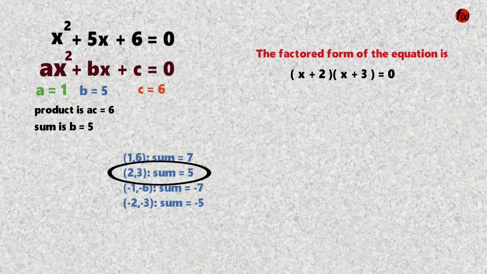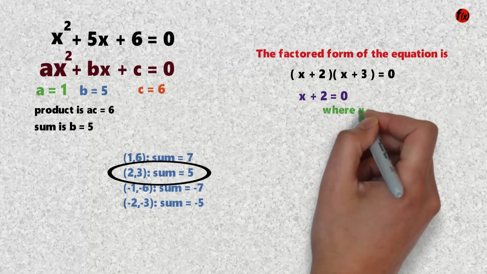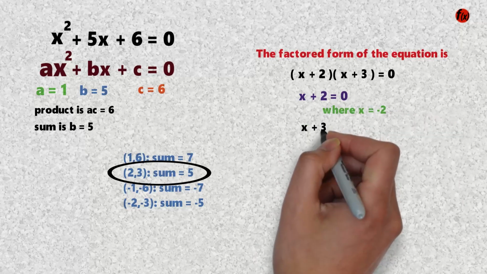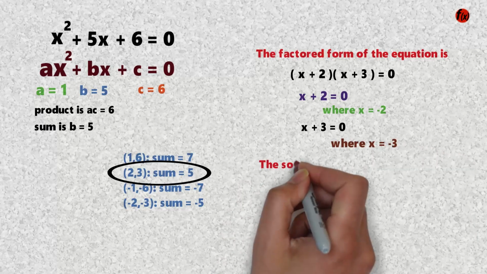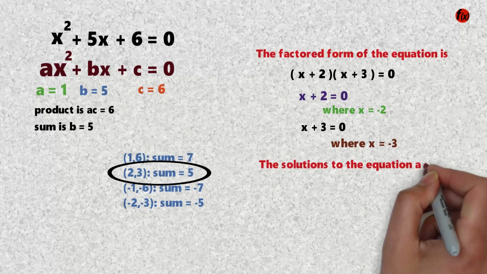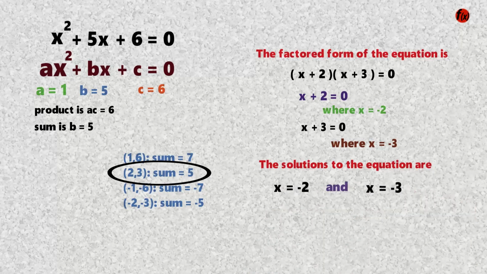To solve for x, we set each factor equal to 0. x plus 2 equals 0, where x equals minus 2. x plus 3 equals 0, where x equals minus 3. Thus, the solutions to the equation are x equals minus 2 and x equals minus 3.